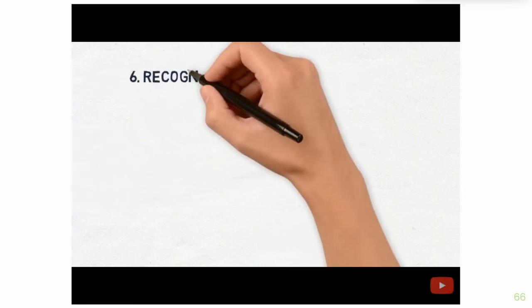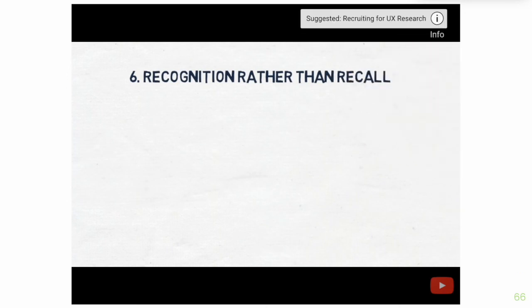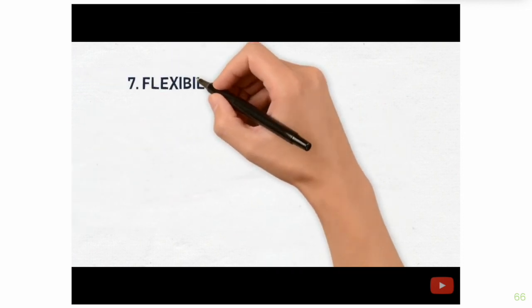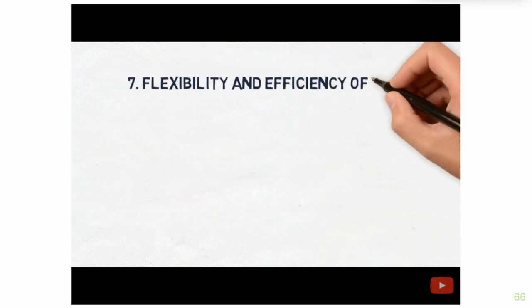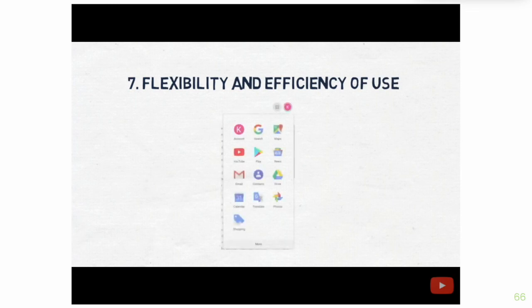Sixth, recognition rather than recall. Minimize the user's cognitive load by making information from one part of the website relevant to another part of the website. When you visit Amazon, they include a list of your recently viewed items, and they provide suggestions based on your past searches. Seventh, flexibility and efficiency of use. Shortcuts allow experts to speed up the experience while being unseen to the novice user. These shortcuts are important because your system should cater to all ranges of expertise. In this example, Google hides the advanced features under More.